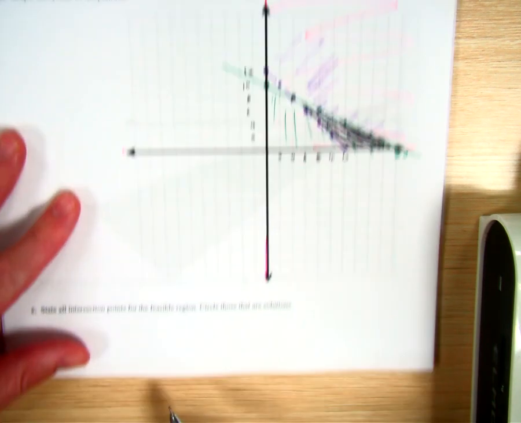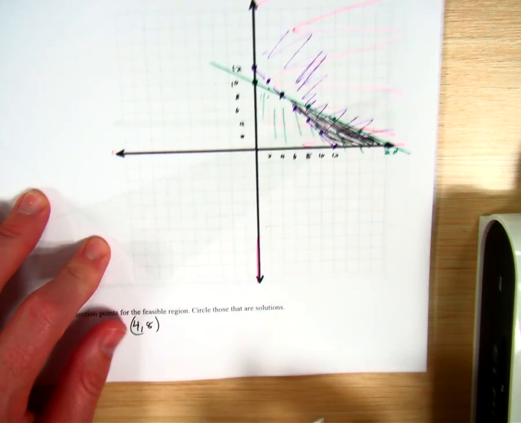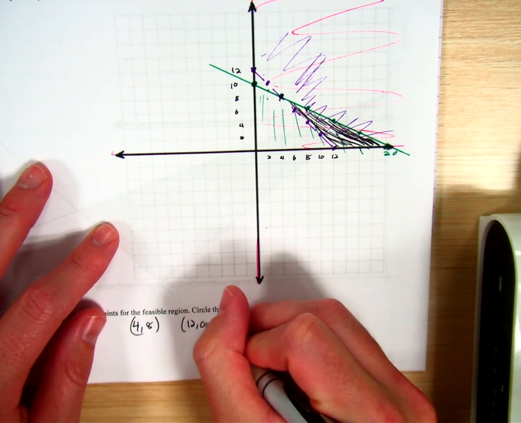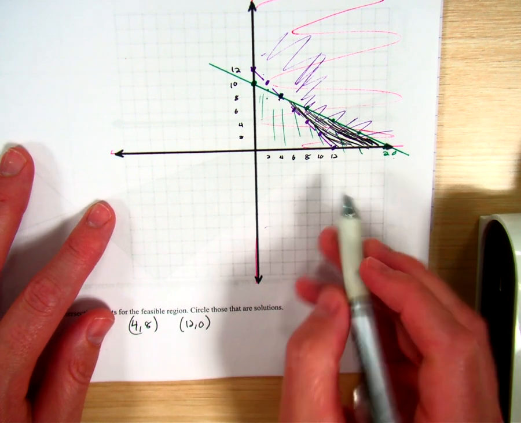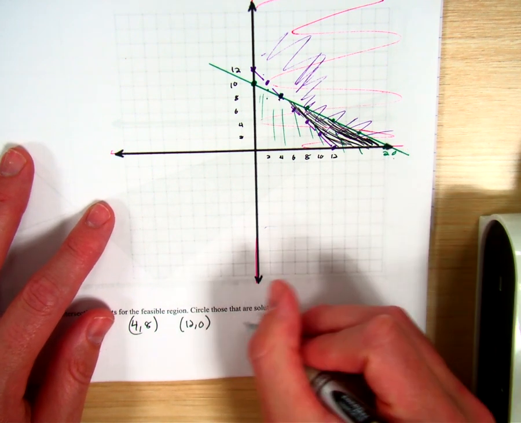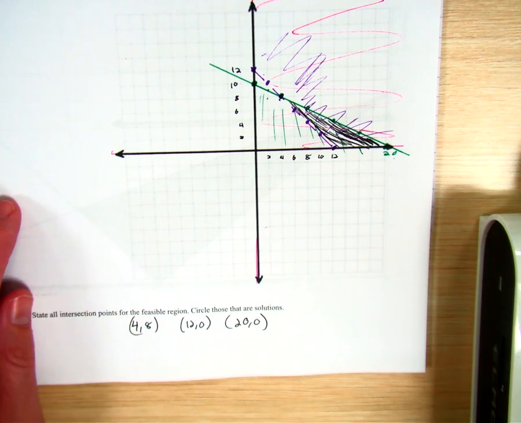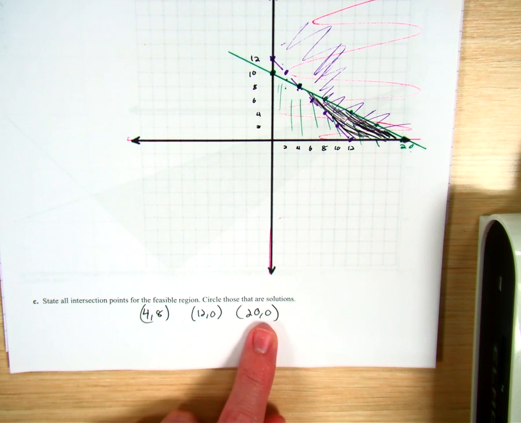So what are your intersection points? We have 4, 8, 12, 0, and 20, 0, way out there. Good thing we did go by 2s. Okay, and circle those that count in the solutions.